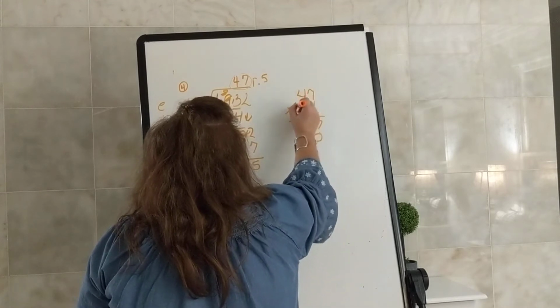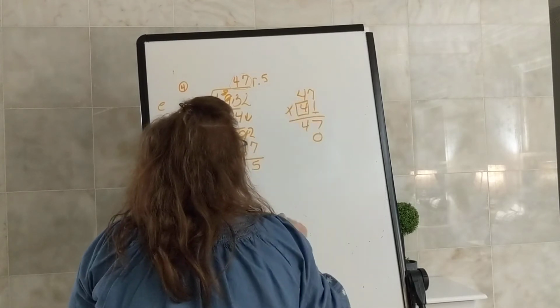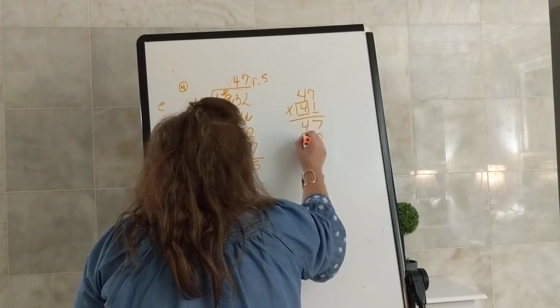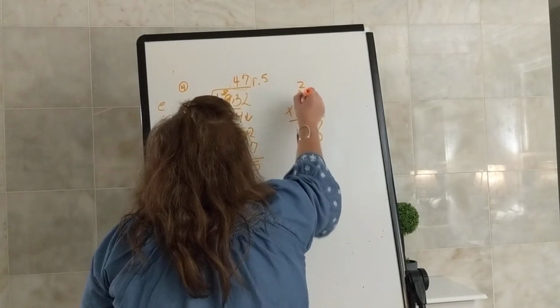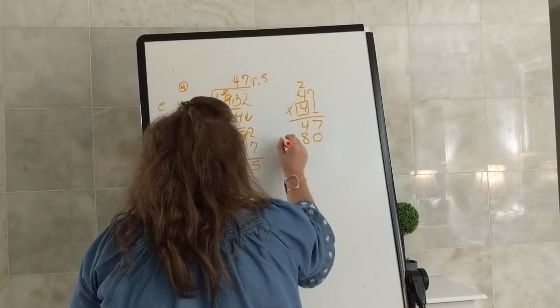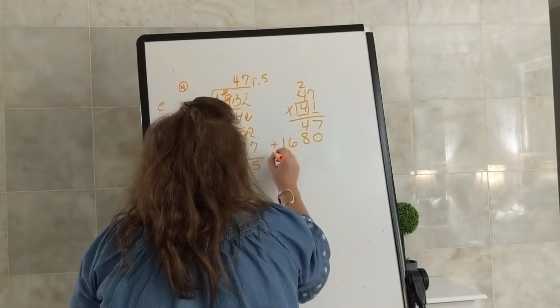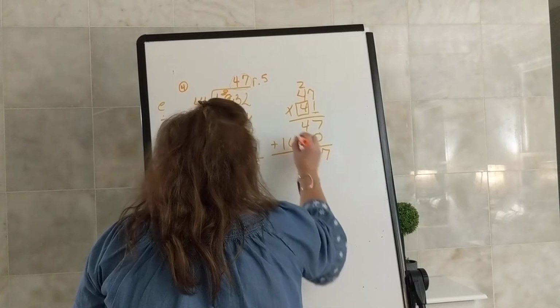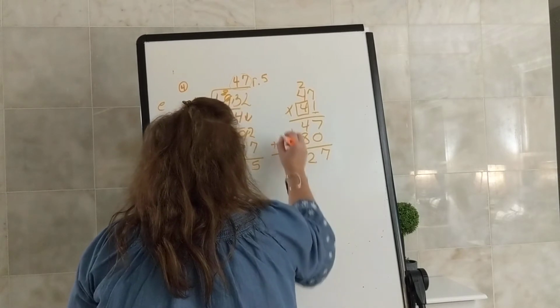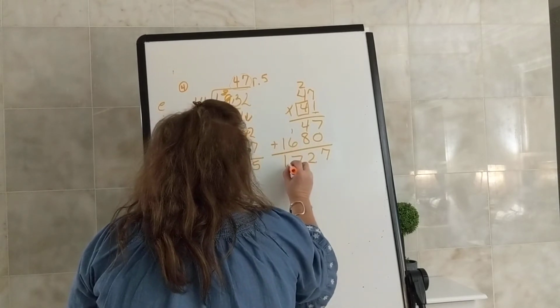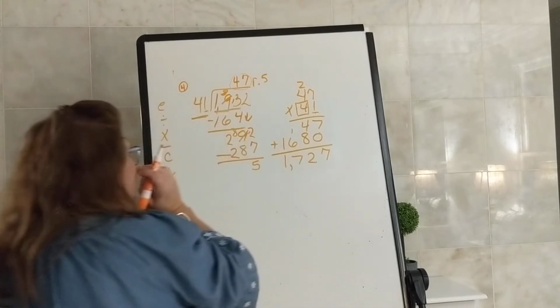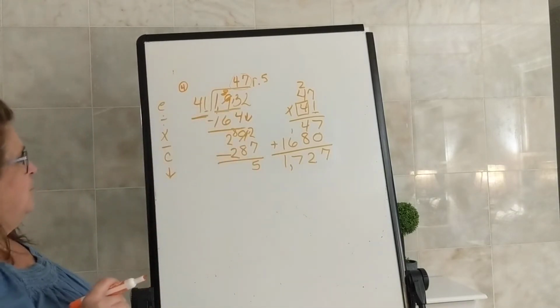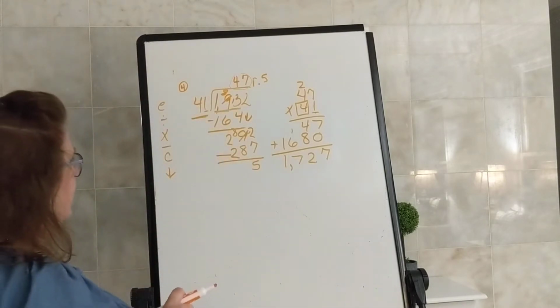Now we're going to multiply 47 times the 4. 7 times 4 is 28. Put 8 down, carry the 2. 4 times 4 is 16. Plus 2 is 18. We add our partial products. The ones place, the tens place, the hundreds place, and the thousands place. So our product is 1,727.